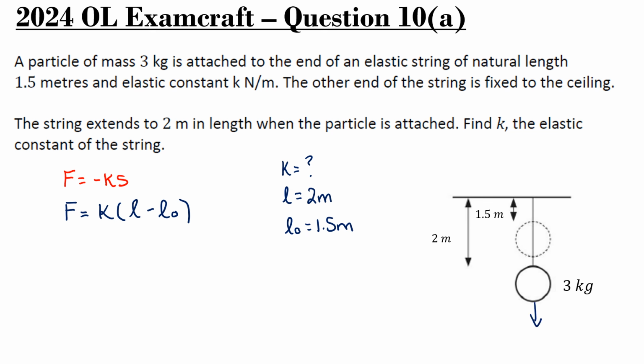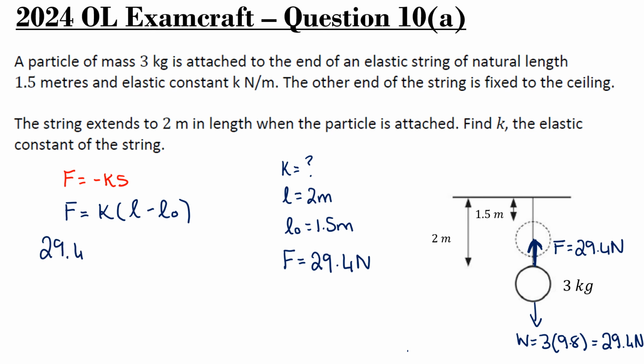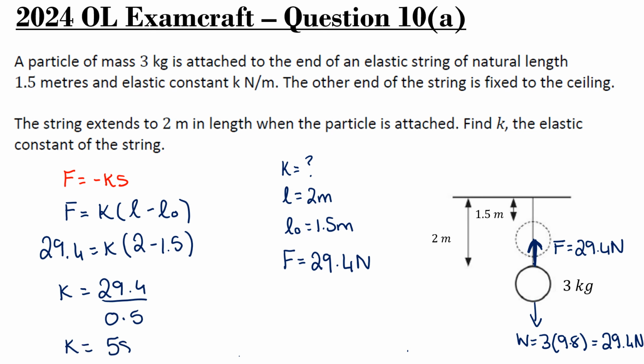So when the 3 kg is hung, we get weight, which is mass times gravity, which is 29.4 newtons, and that means that our restorative force F will be equal to our weight because it is in equilibrium. So we get F is equal to 29.4 newtons. So we get 29.4 is equal to K times 2 minus 1.5. K then is equal to 29.4 divided by 0.5, and we get 58.8 newtons per meter.